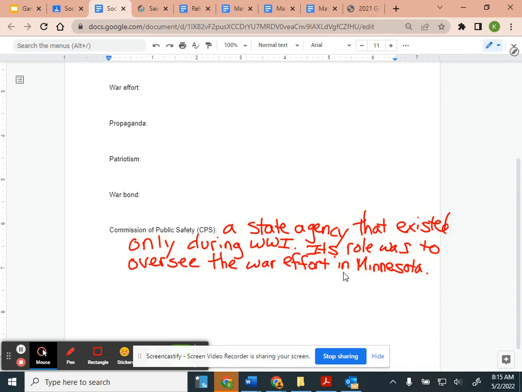Unfortunately, the alliance system could also make conflicts bigger. A small fight between two countries could quickly grow into a large war involving many countries once all the allies became involved. In 1914, this complicated web of alliances helped bring about the Great War, World War I.